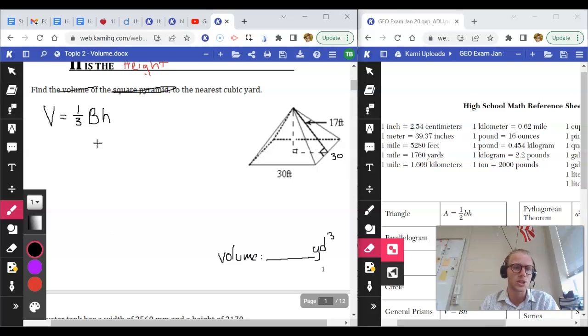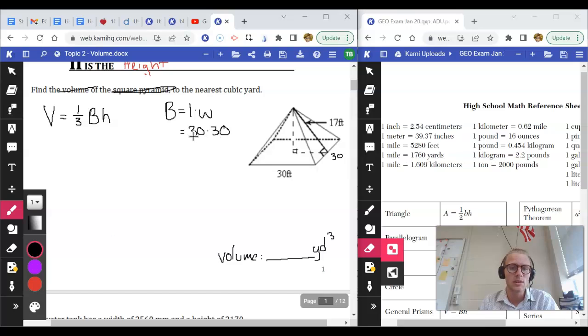For our equation, we need the area of the base and the height. I'm just going to take this one piece at a time. So let's tackle the area of the base. Well, what is the base? The base is a square. A square is a type of rectangle. Rectangles can be found using length times width. And since this is a square, again, if I didn't read square, I wouldn't have known this other side. So that would be 30 times 30.